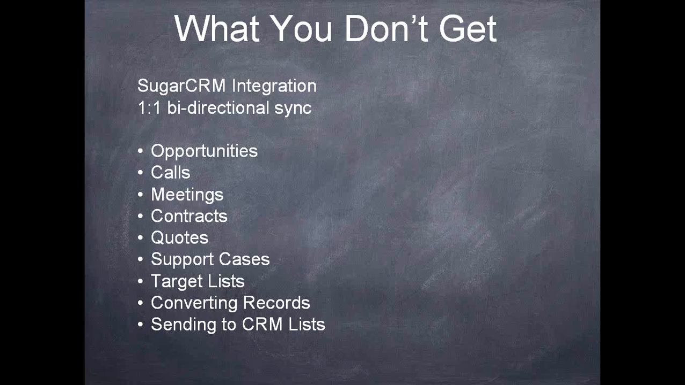Now, what you don't get with a marketing list is basically specific to the CRM integration. As will be discussed and shown in the presentation, you will not get the one-to-one bidirectional sync with Sugar and INBOX25. You also will not be able to utilize the opportunities, calls, meetings, contracts, quotes, support cases, target lists, and converting records in the automation. You will also not be able to send to CRM lists if you're only using marketing lists.